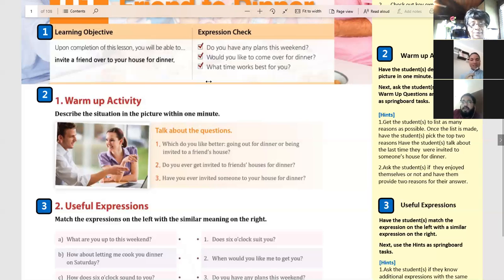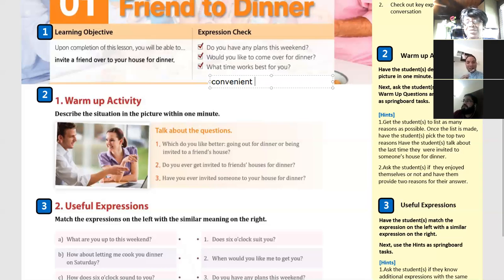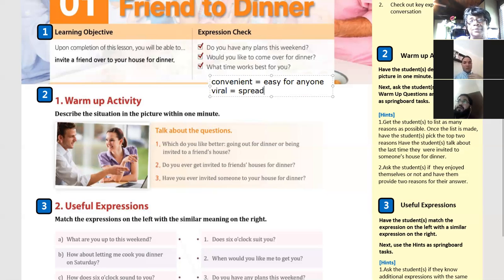Hope I did okay. Great, Mrs. Priscilla. You did perfect. And convenient means what, Oves? Convenient means suitable or easy for anyone. And viral means to spread the video. For example, the video is spread, everybody can watch that video. Okay, all right. So this is what you'll be responsible for today: to use these words at some point in the conversation.